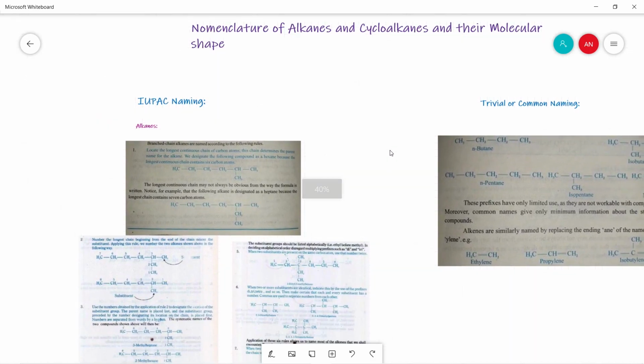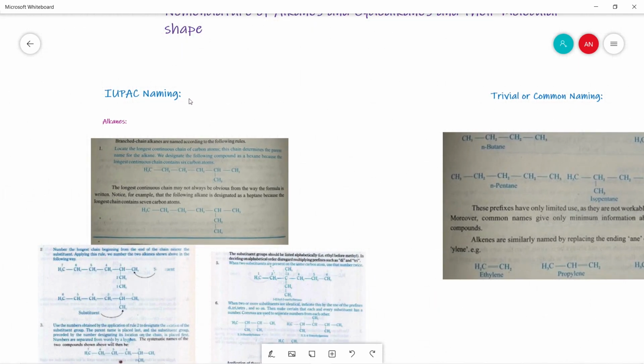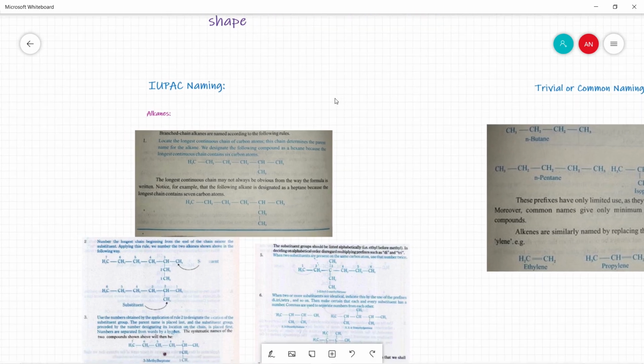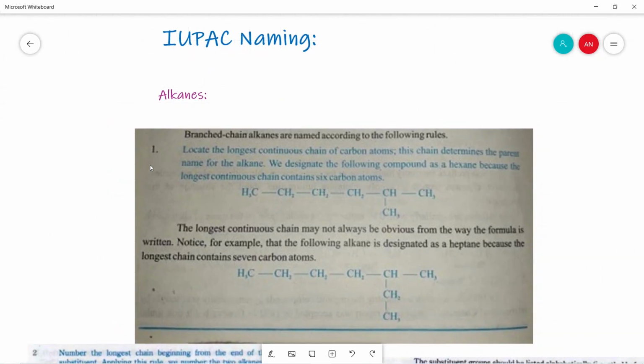So IUPAC naming gives a lot of information. It tells us the structure formula, right? But on the other hand, common naming doesn't tell us details of the structure formula for complex structures. So let's start with the IUPAC naming for alkanes, right? In this video we'll only discuss some rules and some examples, and in the next video I will discuss alkynes and their structures, nomenclature, right? And after that I will upload the video of practice.